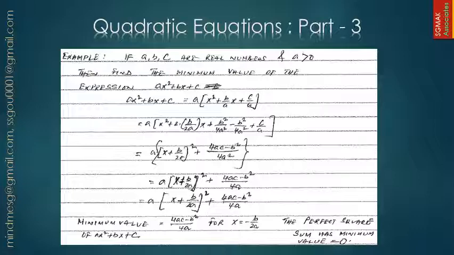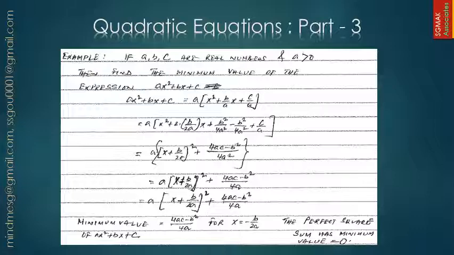Example, if a, b and c are real numbers, a greater than 0, find the minimum value of the expression a x squared plus bx plus c. It's an interesting problem. A lot of examples can be molded in this form.